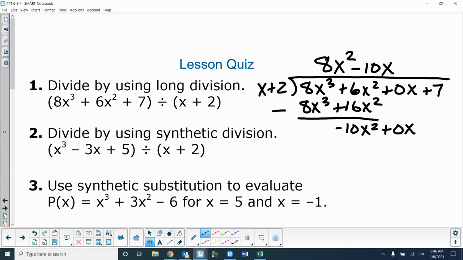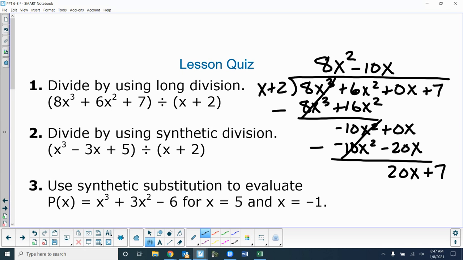Those are easy division problems, right? Now multiply this. Negative 10 times x. Negative 10x times 2. You just need to keep up. Okay? So, what's 0 minus a negative 20? 20. Minus a negative is addition. Bring down the 7. Start over again.